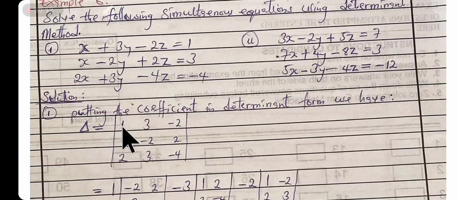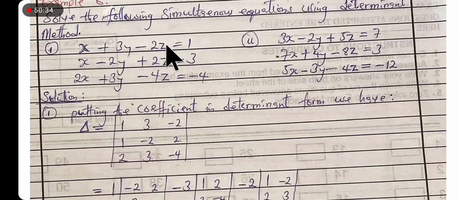The coefficient of this x is 1. The coefficient of this other x is also 1. The coefficient of x here is 2. That's what we have here. The coefficient of y in the first equation is 3. The coefficient of y in the second equation is minus 2. Then the coefficient of y in the third equation is 3. That's what we have here.